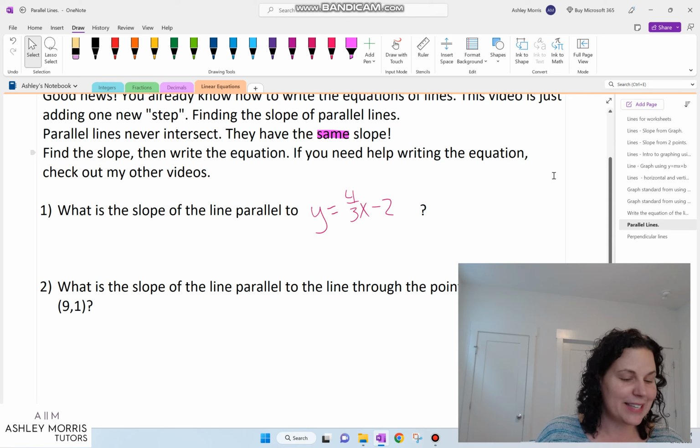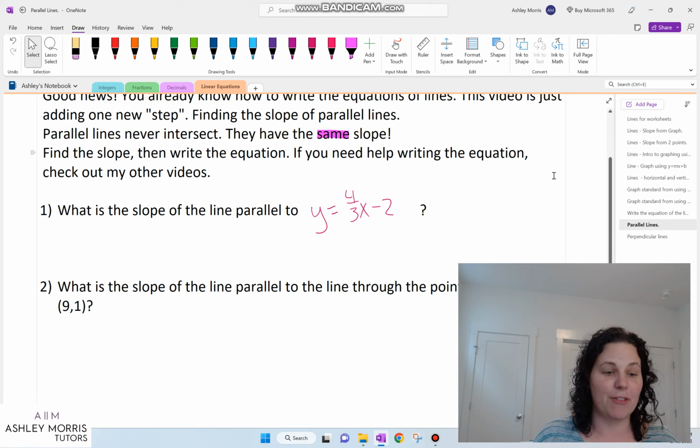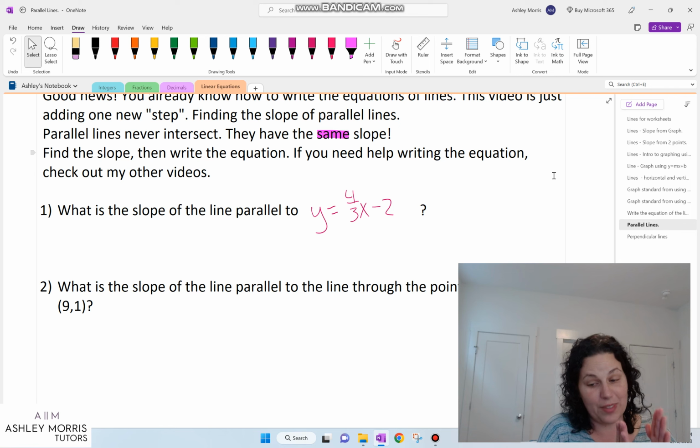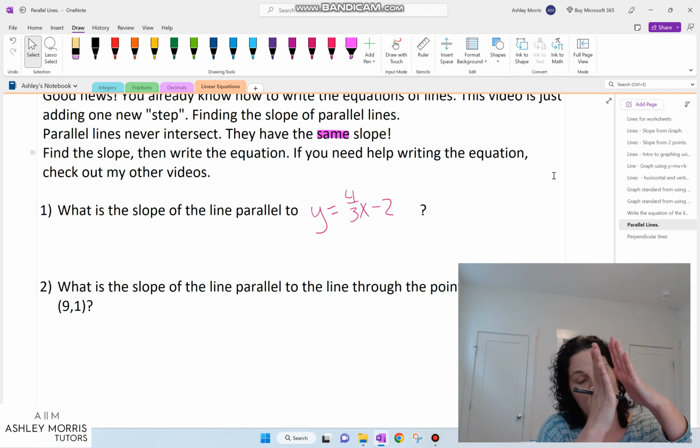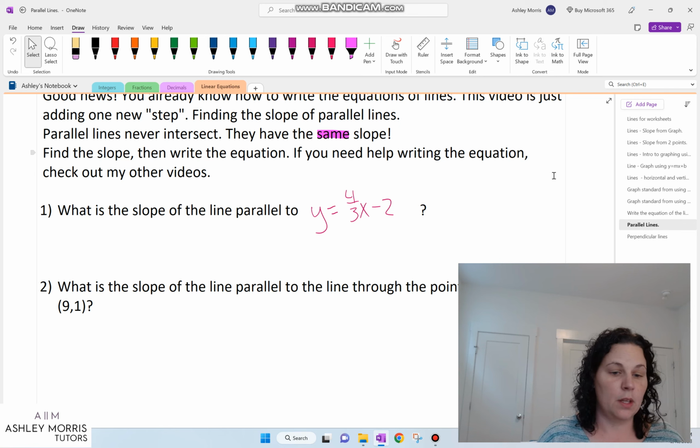Now, parallel lines never intersect. They have the same slope. So they go in the same direction and they never cross. They have to be parallel, so they have the same slope. That's the only new piece, same slope.